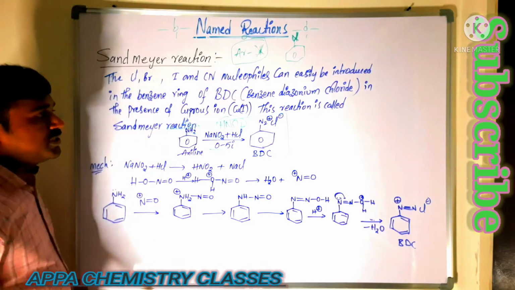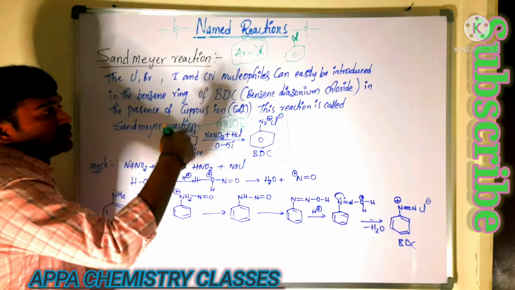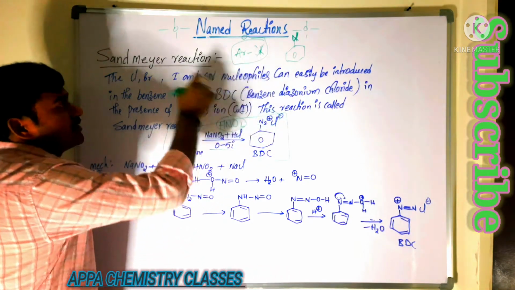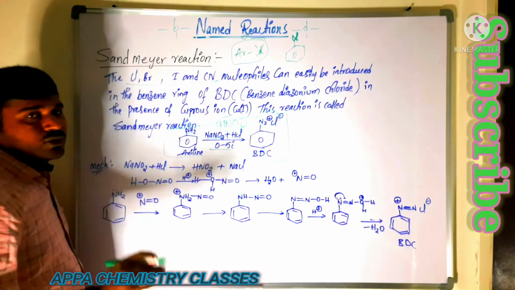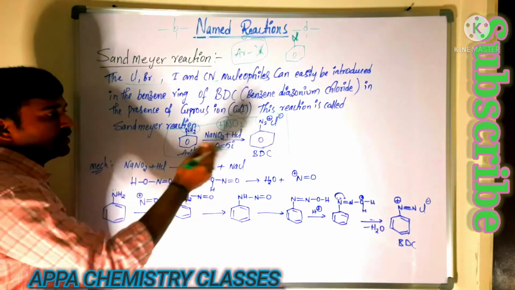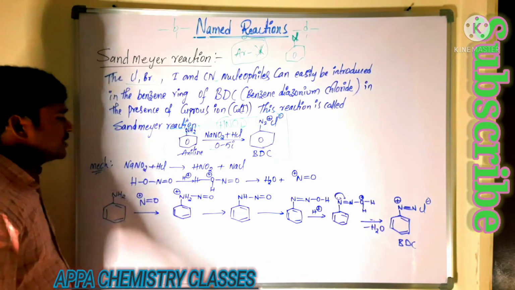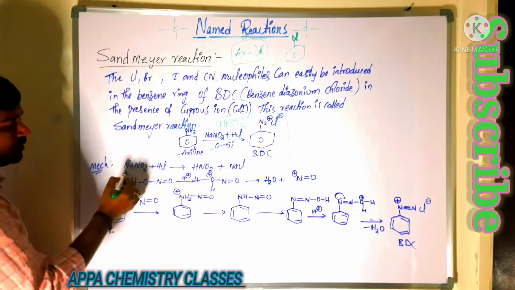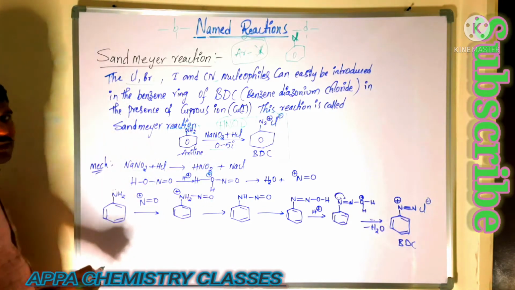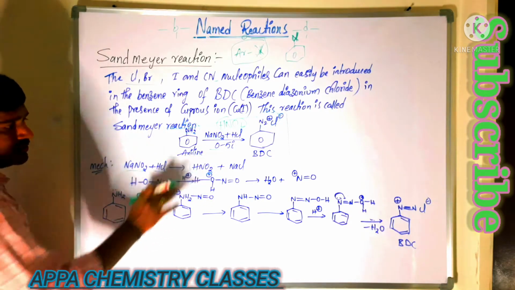Now after getting that benzene diazonium chloride, what happens? These diazonium ions are replaced by these nucleophiles. That is what we are calling Sandmeyer. Now we will see the mechanism of how we get this benzene diazonium chloride. Just now I told you that by combining NaNO2 and HCl we get nitrous acid, HNO2.